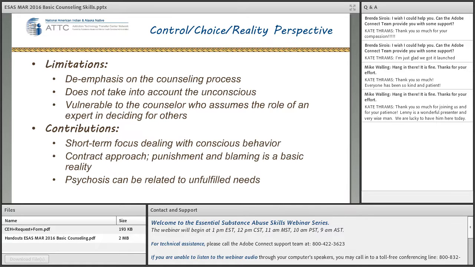Talk a little about it. The limitations: de-emphasizes the counseling process, does not take into account the unconscious, vulnerable to the counselor who assumes the role of an expert in deciding for others. The contributions: short-term focus dealing with conscious behavior, contract approach, punishment and blaming is a basic reality. Psychosis can be related to unfulfilled needs.